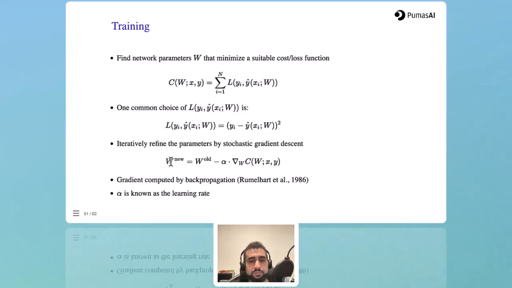So the new weights will be my old weights, which can be initialized randomly. There are many different ways to initialize these weights. And then minus some small alpha, some small step size, times the gradient of the cost function with respect to the weights. And this very simple recipe, there are many variations of it that have been invented over the years. But this very simple recipe should already help improve the weights from, let's say, some random weights.